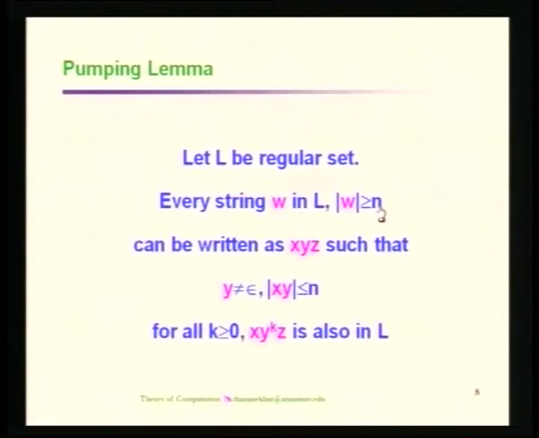Here is an important point we have to understand: why we are taking the length of the string W greater than or equal to n. Suppose you take a string W whose length is less than n, then there is no need of visiting a state more than once. If you take strings like that, then definitely the language is going to be finite, and finite languages are always regular languages.